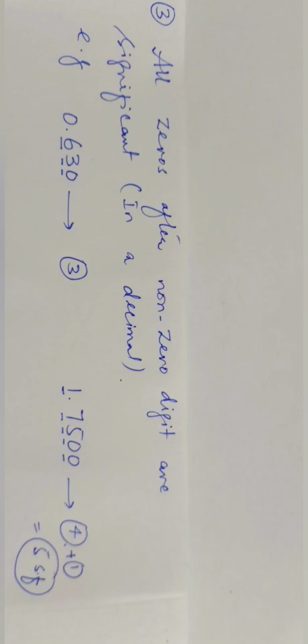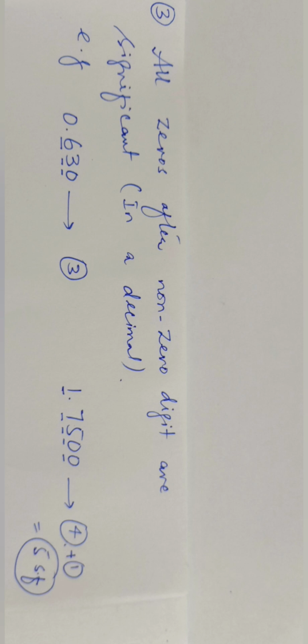Now let's discuss the third rule, which is all zeros after non-zero digits are significant figures in a decimal number. Although in a decimal we don't usually consider zeros which are after the decimal point, this is the story of significant figures, so we will count each one of them.